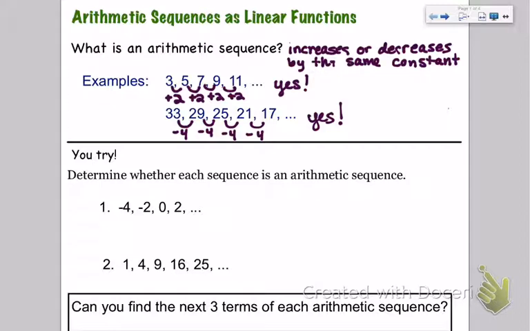We have to make sure that it's only adding or subtracting. It is not arithmetic if it's multiplication or division. So why don't you go ahead and do the U-try, and if it is an arithmetic sequence, I want you to try to find the next 3 terms.